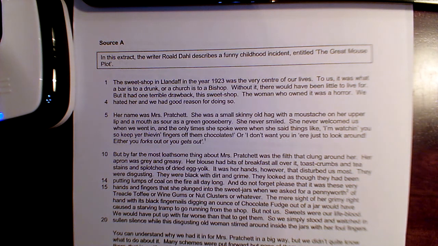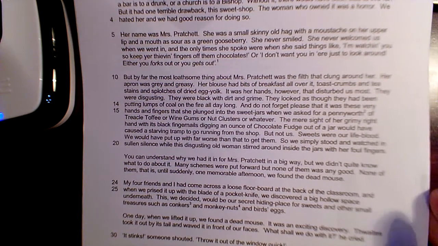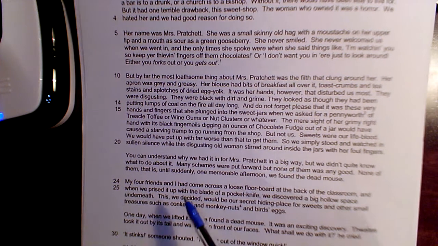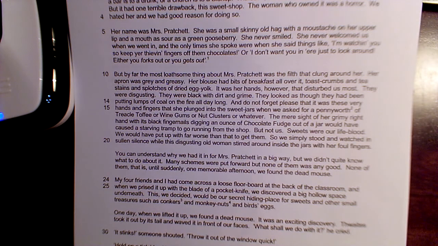And do not forget, please, that it was these very hands and fingers that she plunged into the sweet jar when we asked for a pennyworth of treacle toffee or wine gums or nut clusters or whatever. The mere sight of her grimy right hand with its black fingernails digging an ounce of chocolate fudge out of a jar would have caused a starving tramp to go running from the shop. But not ours. Sweets were our lifeblood. We would have put up with far worse than that to get them. So we simply stood and watched in sullen silence while this disgusting old woman stirred around inside the jars with her foul fingers. You can understand why we had it in for Mrs. Pratchett in a big way, but we didn't quite know what to do about it.